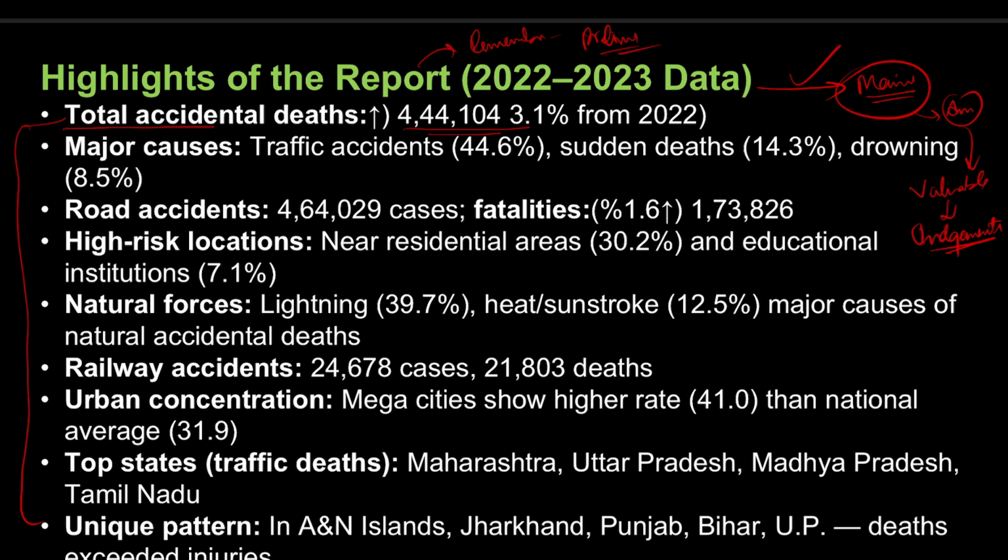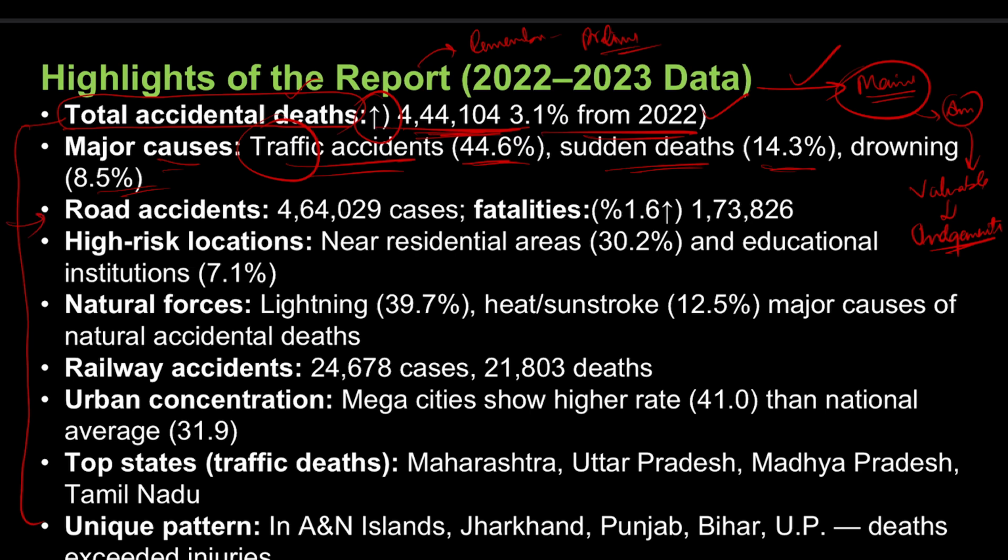With respect to total accidental deaths in India, it is very important to remember that we have seen an increase of 1% from 2023, and currently it stands at 4,44,104 cases of total accidental deaths. Talking about the major causes, the highest reason is traffic accidents, followed by sudden deaths, which is 14.3%, and also drowning.